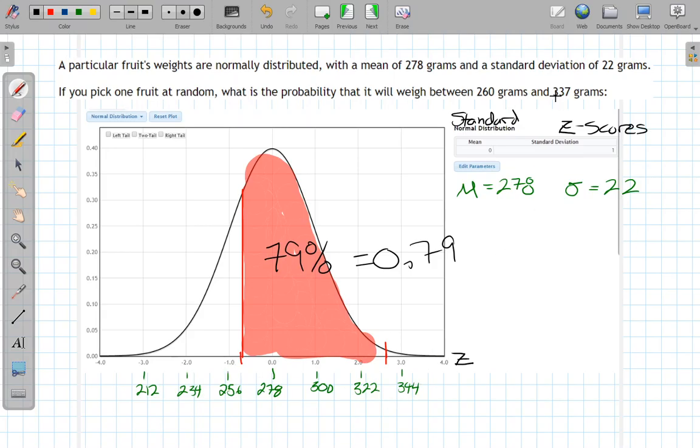And a fruit that had a weight of 337, given a mean of 278 and a standard deviation of 22, would have a z-score of about 2.7-ish, because here's a z-score of 3, and we're just under that. So z-scores just count how many standard deviations you are to the right or the left, given the mean and standard deviation as a spread for the data.